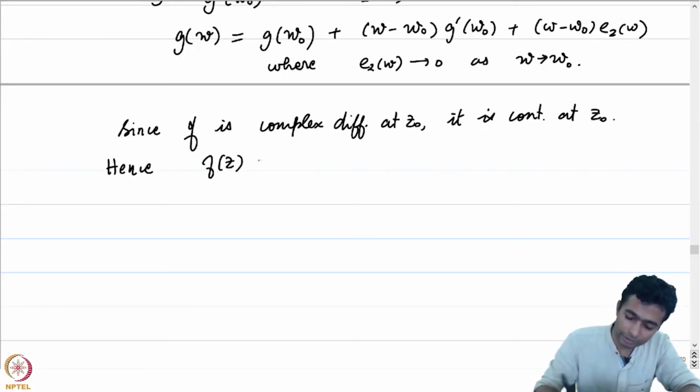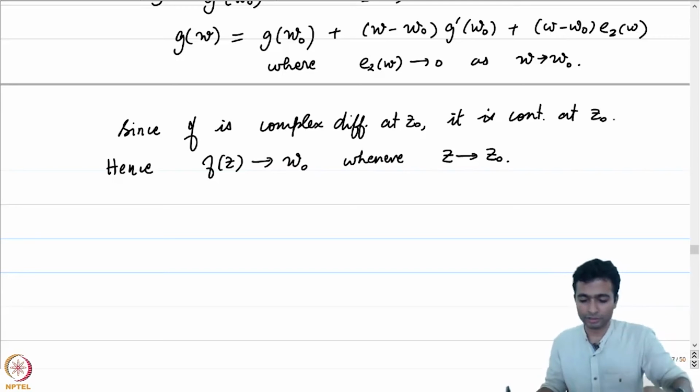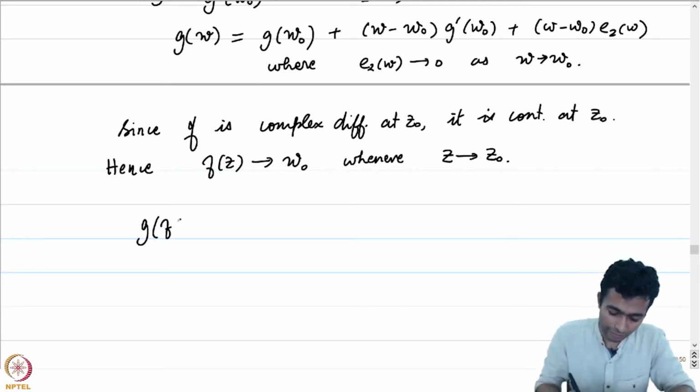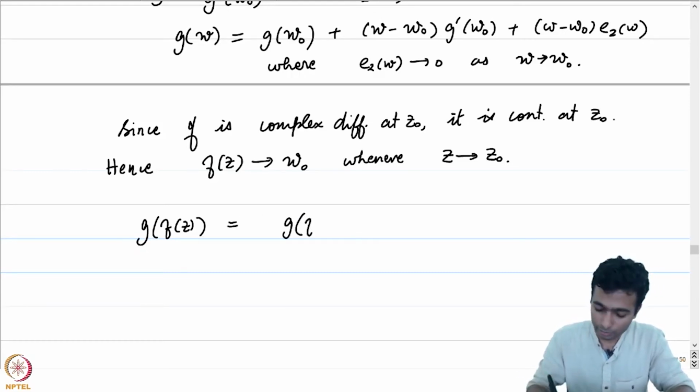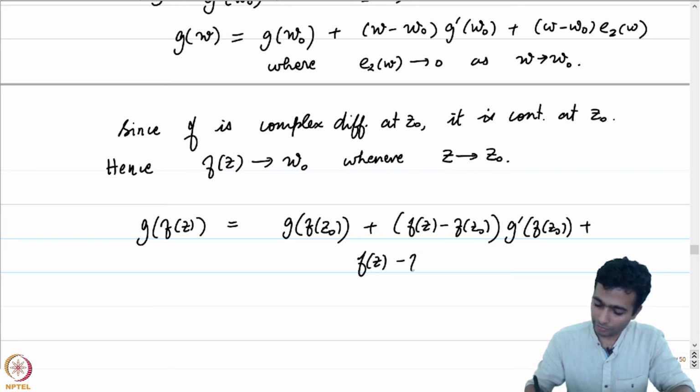Hence f of z converges to w naught whenever z converges to z naught. So let's look at one such sequence of points z converging to z naught. Then we see that g of f of z is precisely equal to g of f of z naught, which is what w naught is, plus f of z minus f of z naught times g prime at f of z naught plus f of z minus f of z naught times e2 of f of z.